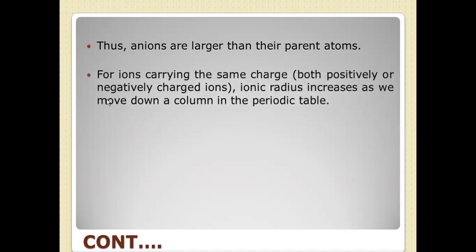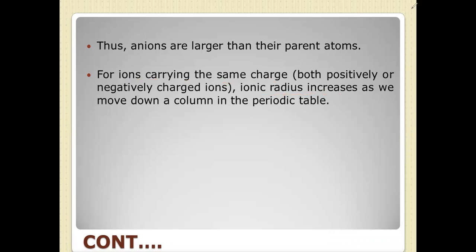For ions carrying the same charge, both positively or negatively charged, the ionic radius increases as we move down a column in the periodic table. This is very important. You can say that this statement is commonly very important. If ions have the same charge, positive or negative, the ionic radius increases as we go down the periodic table.